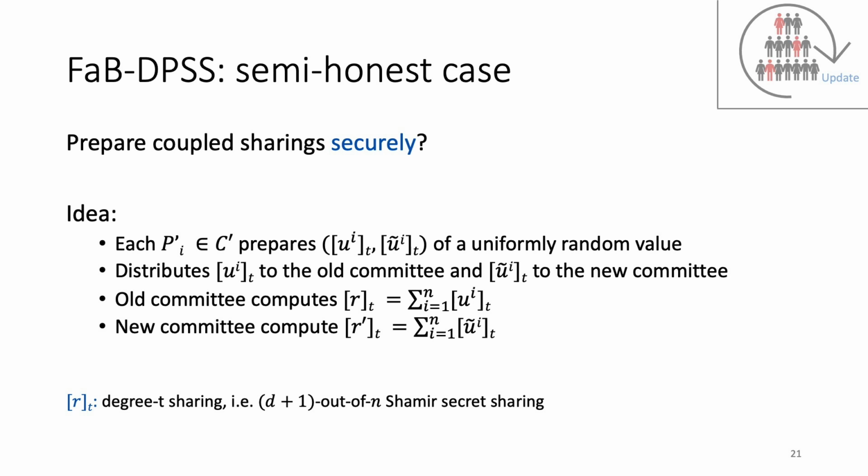First of all, each u_i is actually equal to u tilde i. So you get that R is actually equal to R prime. This is because all of the u_i's are coupled sharings. And second of all, there is at least one u_i and u tilde i which is uniformly random. And so our R and R prime are uniformly random as well.